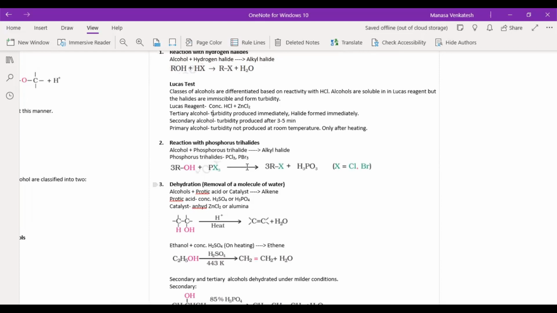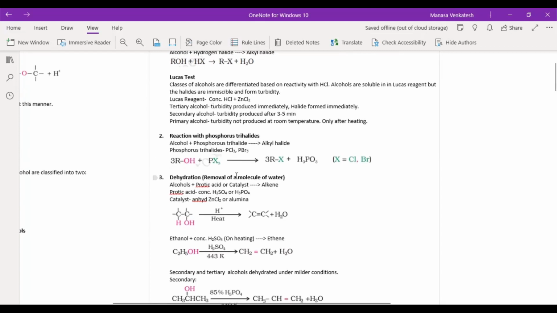Next is dehydration. So this is basically the opposite of the first method of preparation of alcohols. There we reacted alkene with water in the presence of a catalyst to give us an alcohol. Here it's just the opposite. You have alcohols reacting with a protic acid or catalyst to give us alkene. So the protic acid can be concentrated H2SO4 or H3PO4, and the catalyst is anhydrous ZnCl2 or alumina.